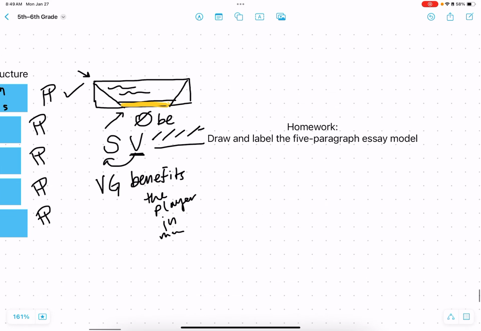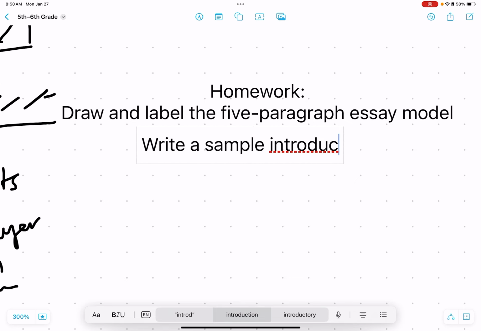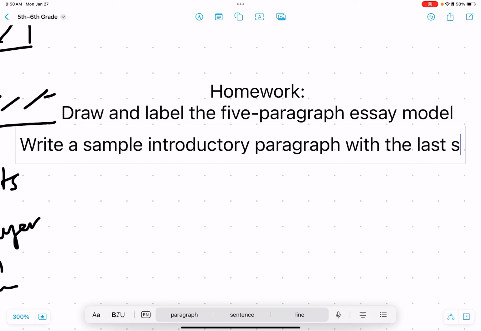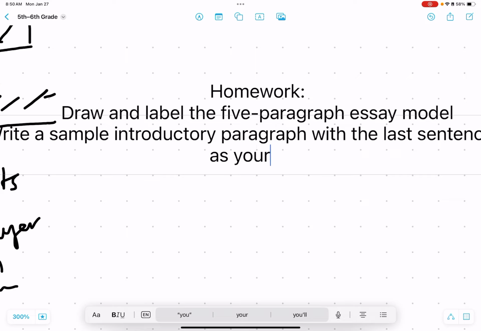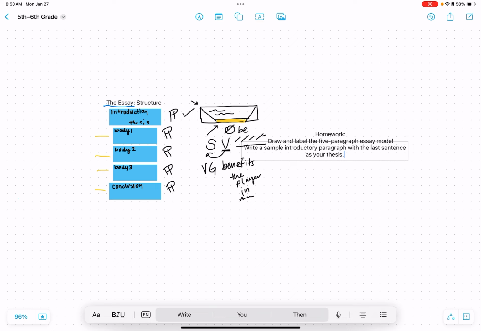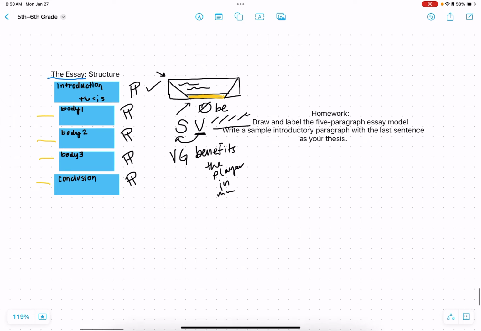So for your homework, we're going to have 2 parts. You're going to draw and label the 5-paragraph essay model. Make it look just like the one I have right before this page. And then you're going to write a sample introductory paragraph with the last sentence as your thesis. Now, I would like to provide an example for this, but I don't want it to be copied because I want this to be original with you.